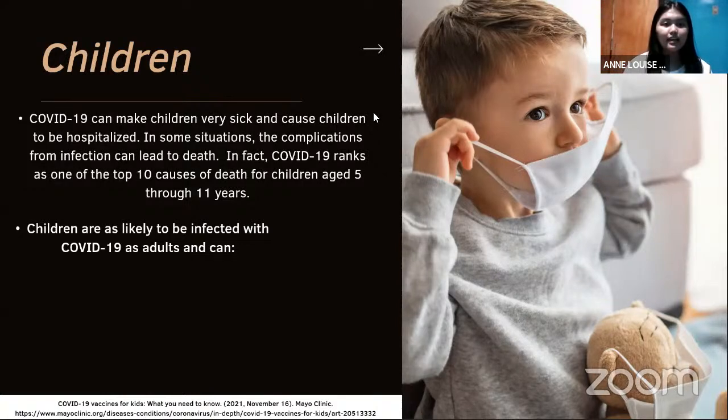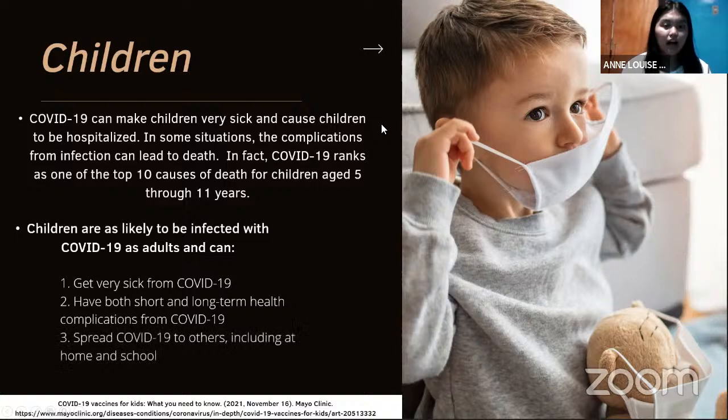And lastly, the spread of COVID-19 to others, including at home or at school.